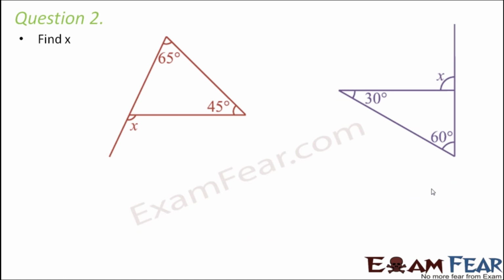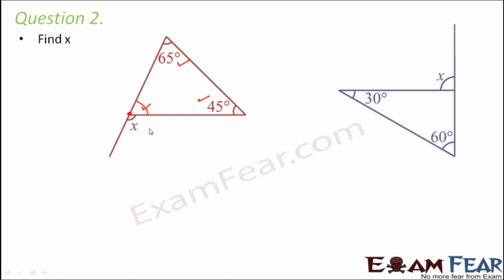Question number 2. Find X. So in this diagram, these two angles of the triangle are given and we have to find X. Now can you tell me what X is? Which type of angle is X for this triangle? Is it located inside the triangle? No. So which are the interior angles? This and this. These are the interior angles of the triangle. So X is located outside. It is located on the vertex and it also has one side and one extended side of the triangle.